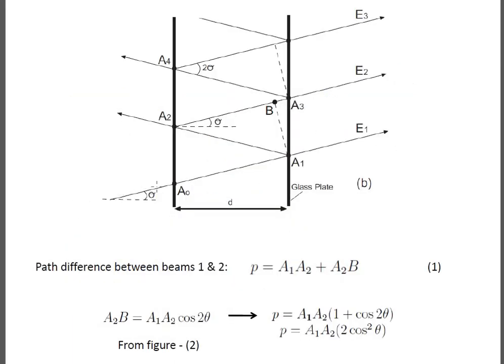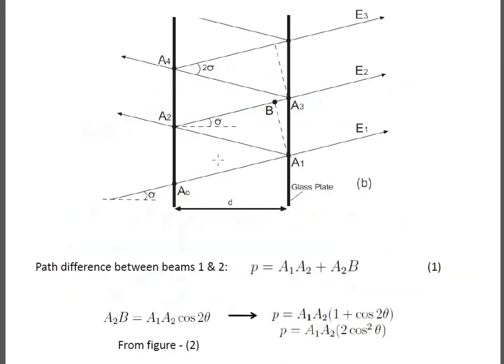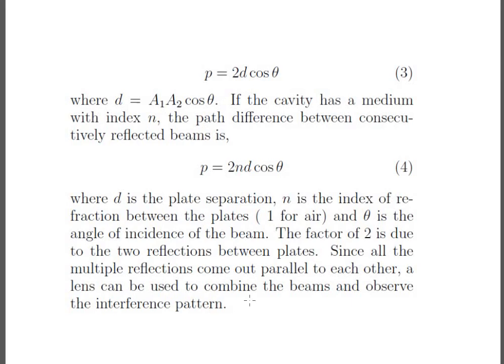Look into this picture. This is the angle of incidence, and I have been repeatedly telling you that theta must be positive. If the beam falls on the plates like this, we will not see anything. So it must fall at an oblique angle, then only theta will be positive. This factor 2 is due to the two reflections between the plates, and since all the multiple reflections come out parallel to each other, we can combine them in a lens and observe this. In the lab, this lens is our eye, and this pattern is formed inside our eye.